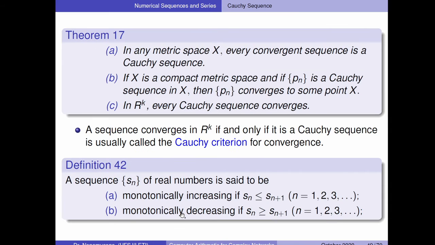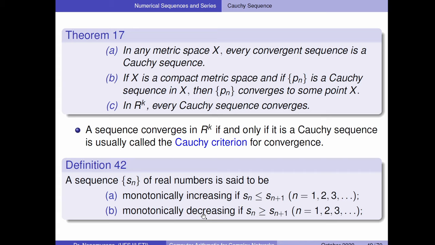In any metric space X, every convergent sequence is a Cauchy sequence. If X is a compact metric space, and if Pn is a Cauchy sequence in X, then Pn converges to some point in X as well. A sequence converges in R^k if and only if it is a Cauchy sequence. This is usually called the Cauchy criterion for convergence. In this definition, you can get monotonically increasing or monotonically decreasing sequences.